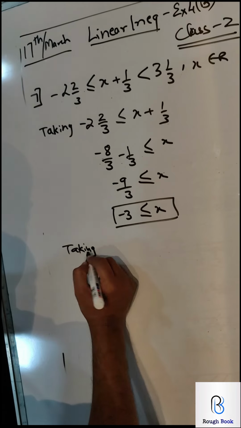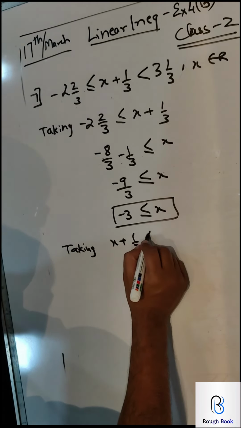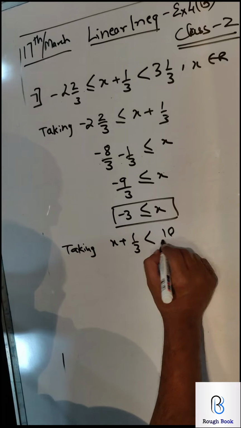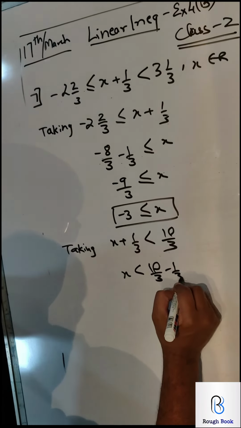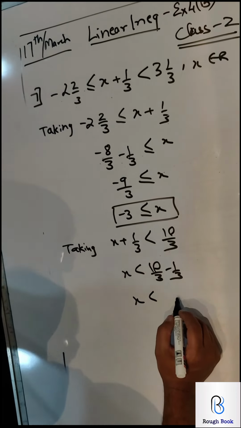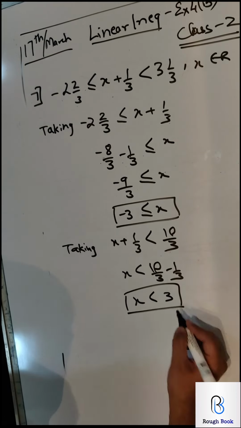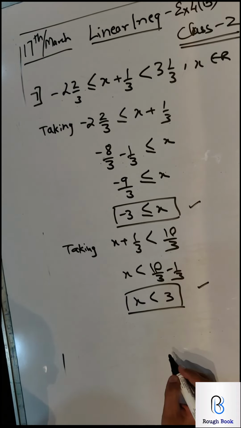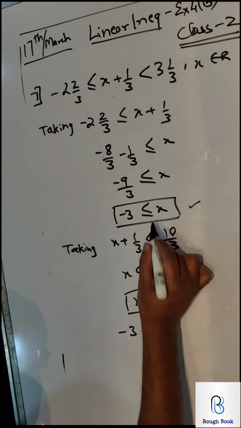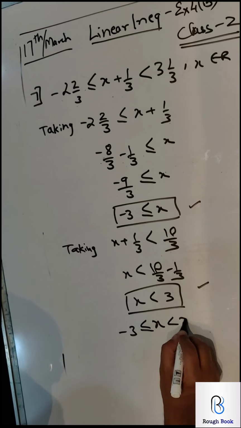So taking the other part, x plus 1/3. 9 and 1, 10 by 3, I am solving it directly. So x, this minus 1/3 goes on the other side. So I get 9 by 3, which will be 3 straight away. So I get x smaller than 3. Now you need to combine these two together. So minus 3 less than equal to x less than 3.